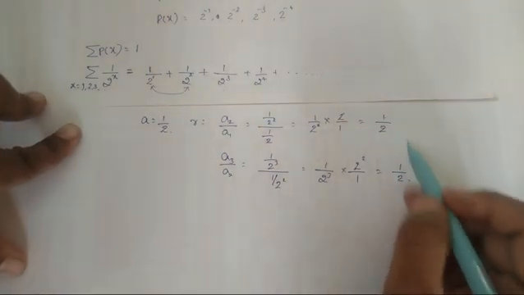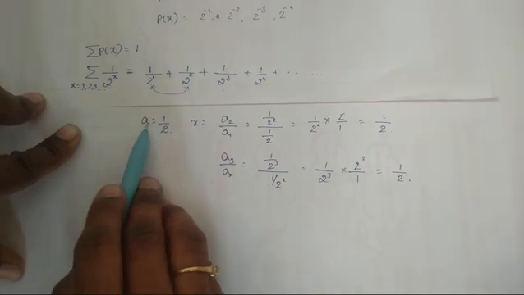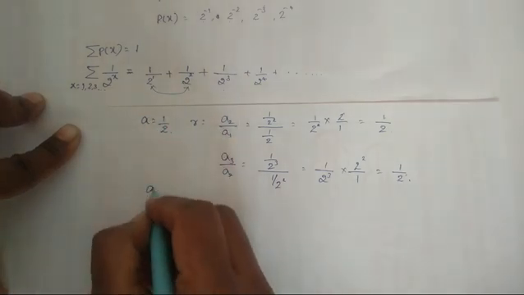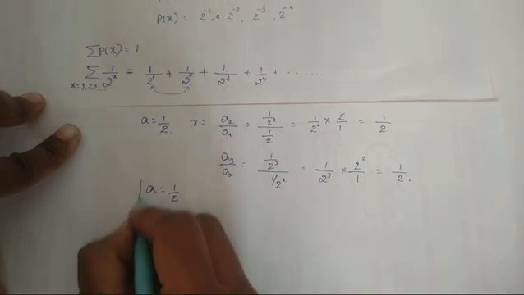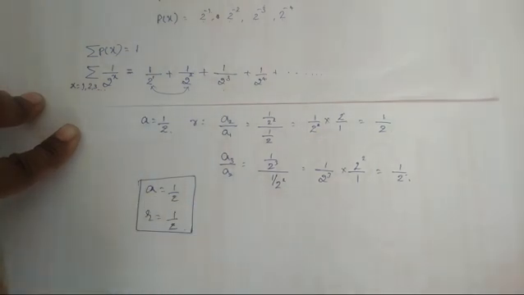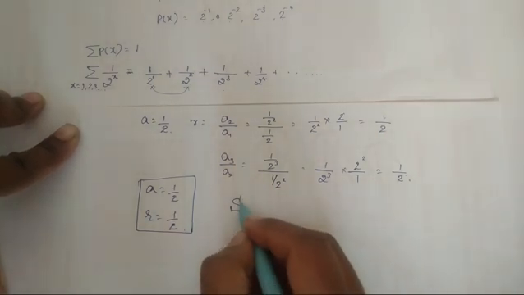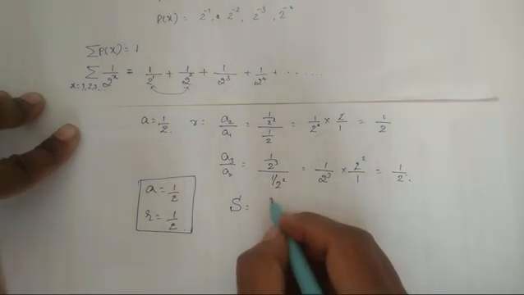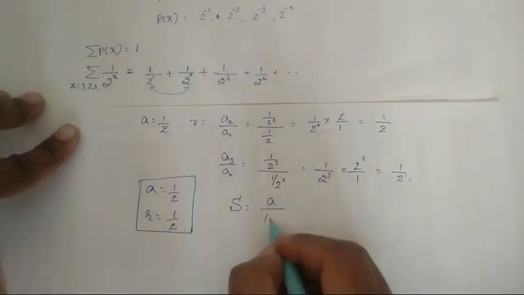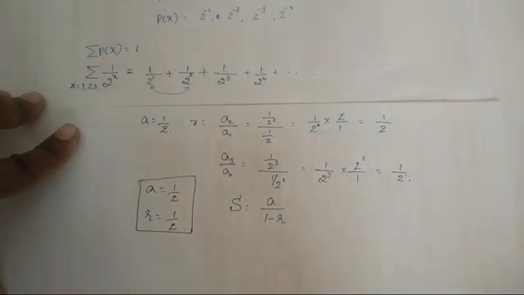So we are getting the common ratio, and the first term is a, which is equal to 1 by 2. The common ratio is 1 by 2, and it is an infinite series. So we have to consider the formula for the sum of the series where the number of terms is equal to infinity. The formula for this is S is equal to a by 1 minus r. Let me substitute the values of a and r here.